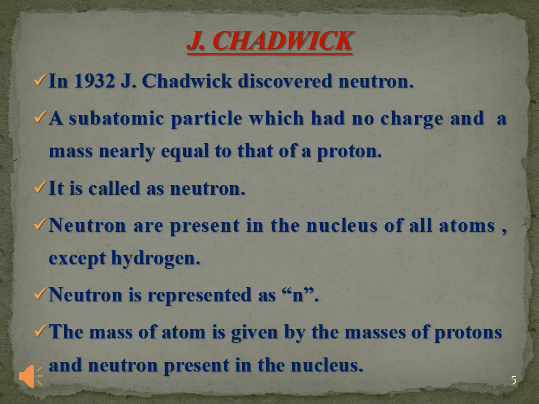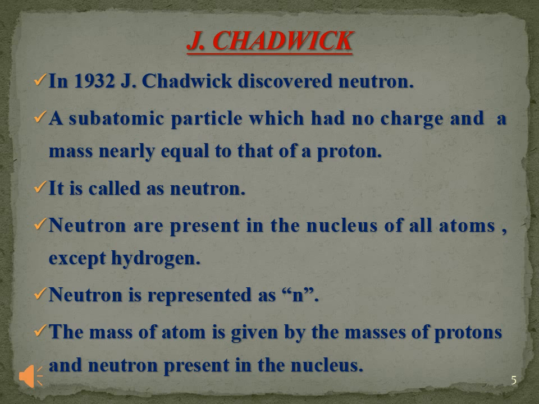He discovered another subatomic particle which had no charge and a mass nearly equal to that of a proton, and he named it as neutron. So if we need to define neutron, we can say that a subatomic particle which had no charge and a mass which is nearly equal to that of a proton is called neutron, and these neutrons are present in the nucleus of all atoms except in hydrogen, and we need to represent neutron as small n, as you can see in this screen.